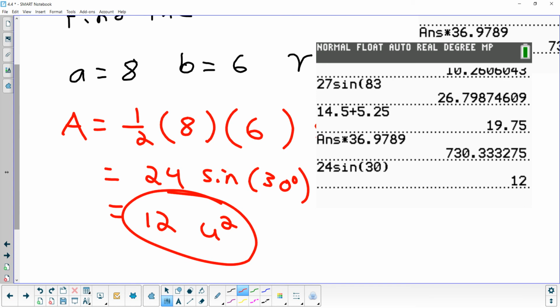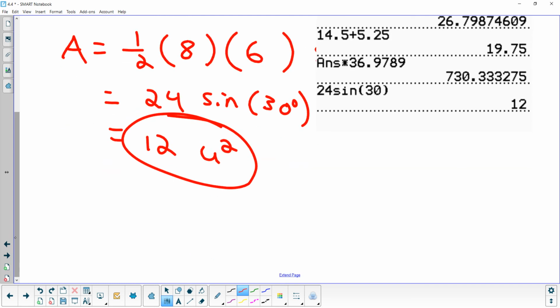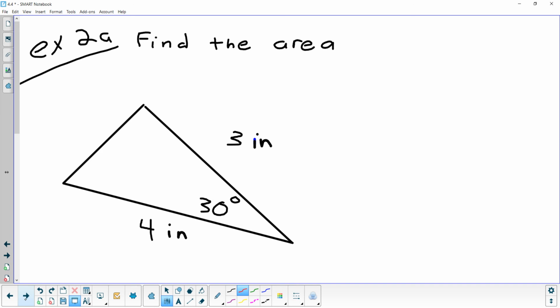Any questions on that one? Okay, let's try this one. A little bit different, because this time they haven't told you what's A, what's B, and what's alpha or beta. It doesn't matter. We don't need to label these sides at all. Just remember the idea that I told you.